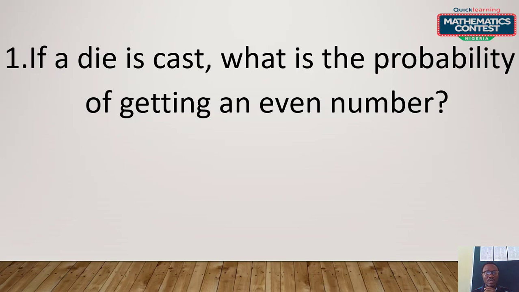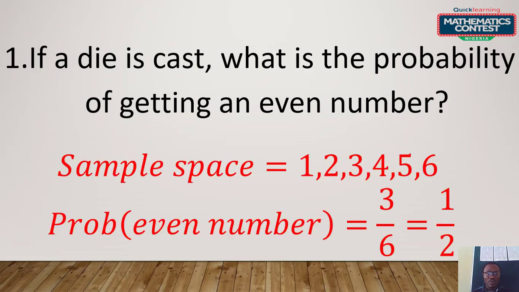Now, I have some questions here. Let's look at them. A die, a Ludo die, is cast. What is the probability of getting an even number? The sample space of a die is 1, 2, 3, 4, 5, and 6. It cannot be more than or less than any of these values. The probability of getting an even number is 3 over 6, because I have 3 even numbers here: 2, 4, and 6. So the probability of getting an even number is 3 over 6, which is 1 over 2.